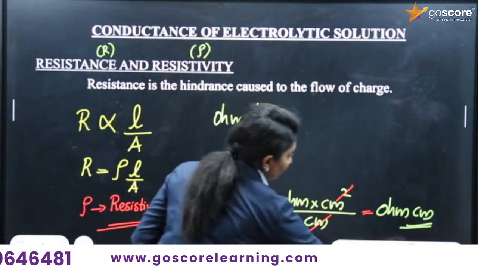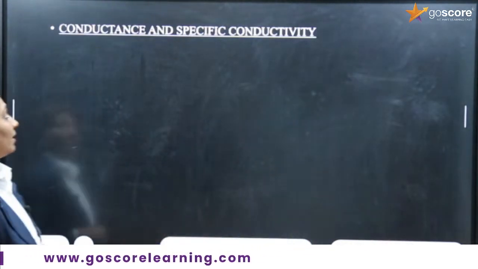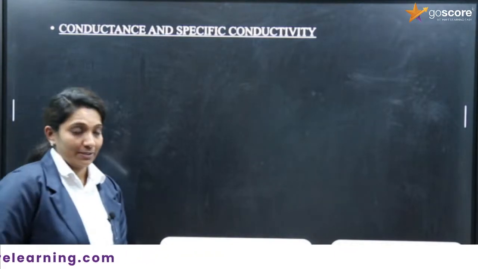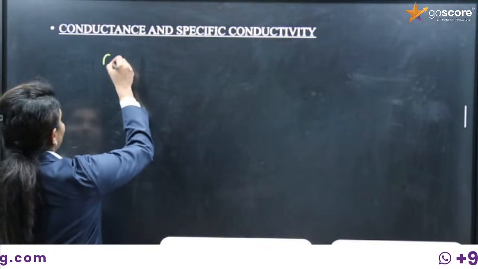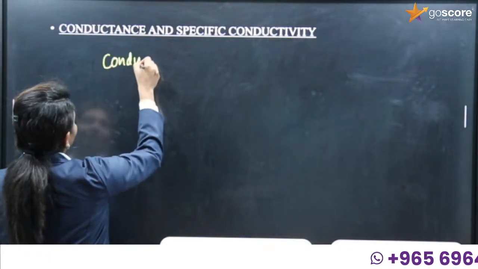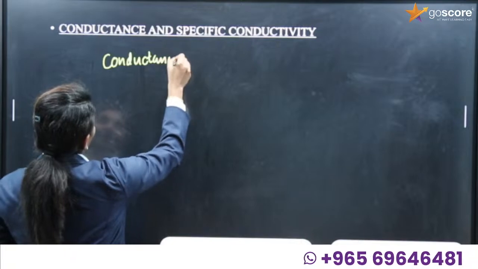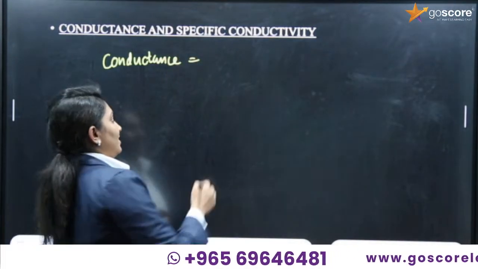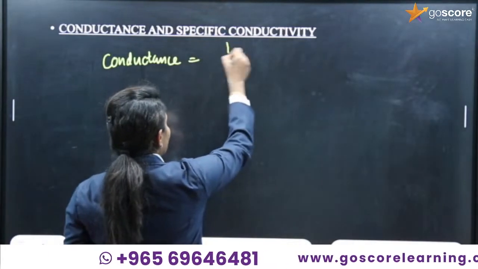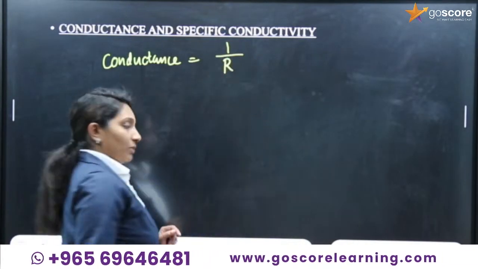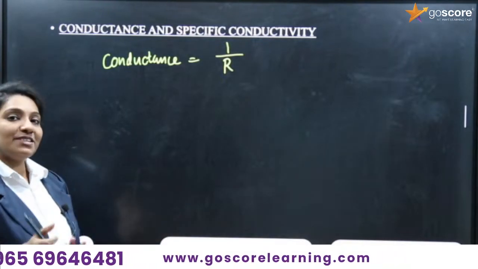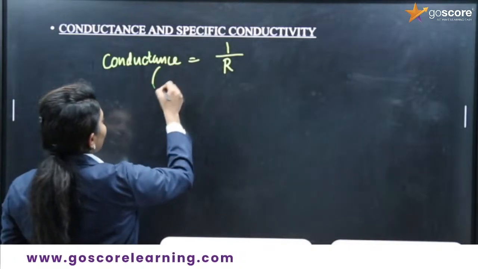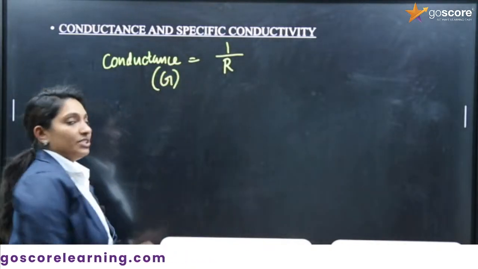Okay, now the next term is the conductance and the specific conductivity. Conductance is nothing but the reciprocal, simply the reciprocal of resistance. Okay, so resistance is R, right? So conductance is nothing but the reciprocal of resistance. And we represent this conductance with the letter G.